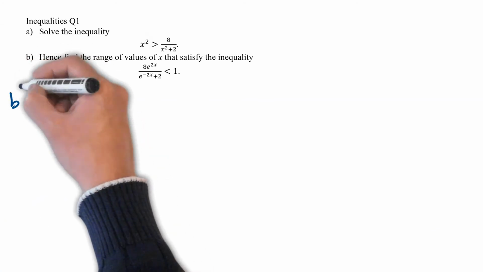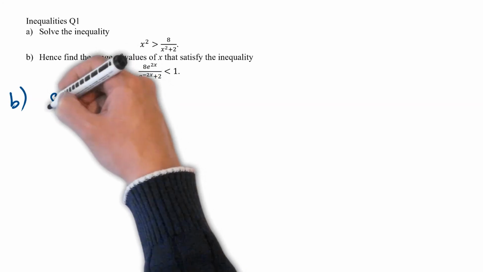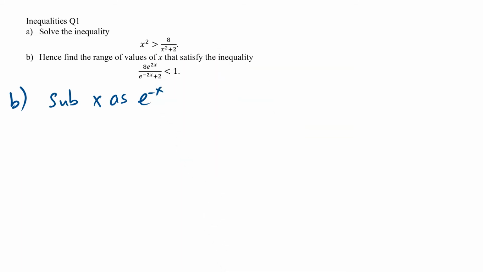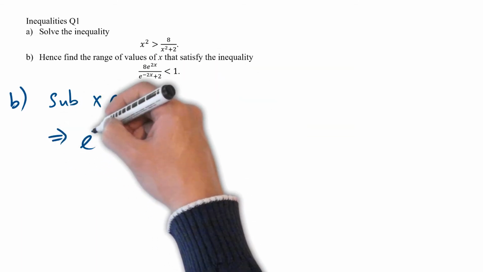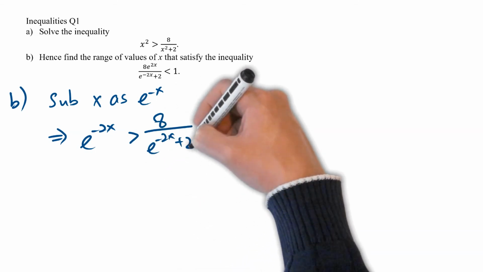In part B, we have a hence question to solve the inequality 8e to the power of 2x divided by e to the power of negative 2x plus 2 less than 1. So in this kind of question, we will have to find out what is an appropriate substitution to substitute into the original inequality to change it into this new form. And by observation, we can substitute x as e to the power of negative x to give us first e to the power of negative 2x greater than 8 over e to the power of negative 2x plus 2.